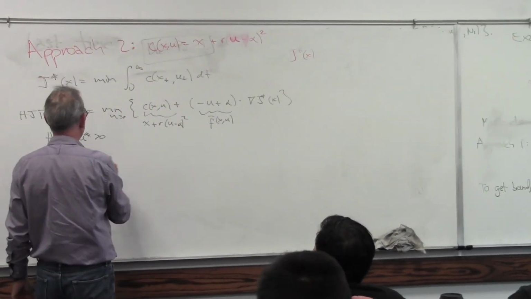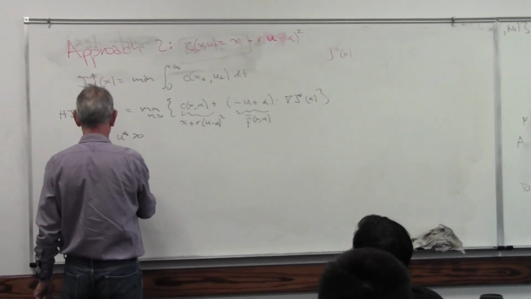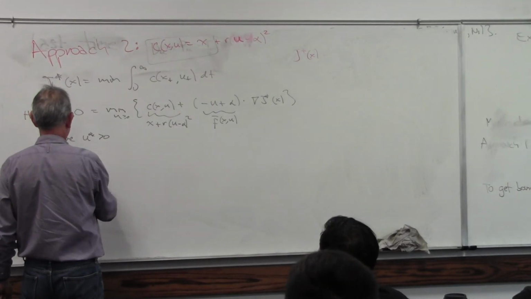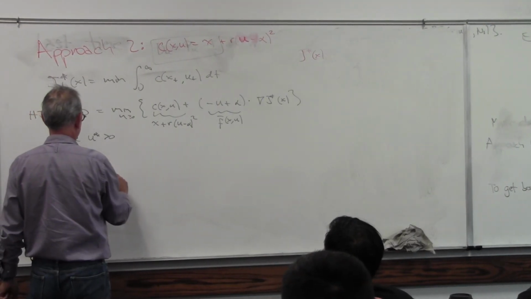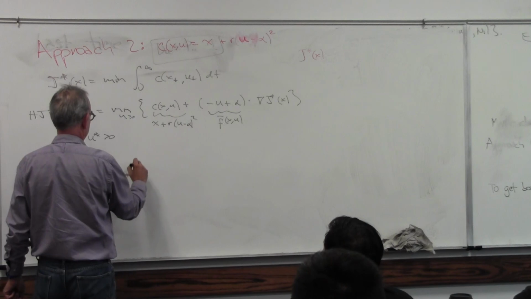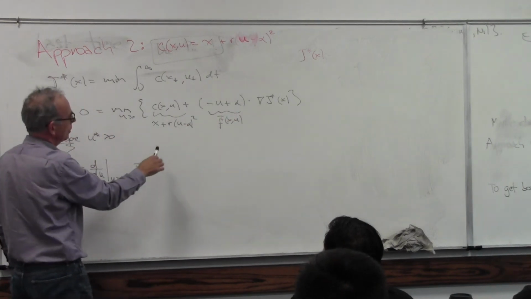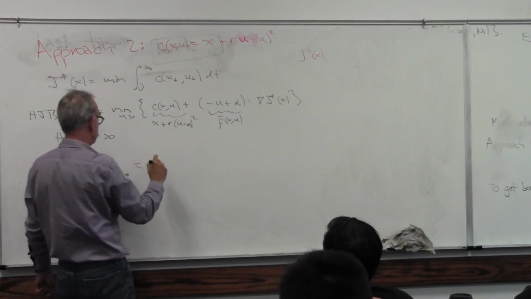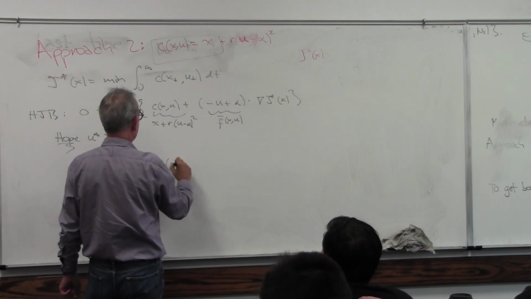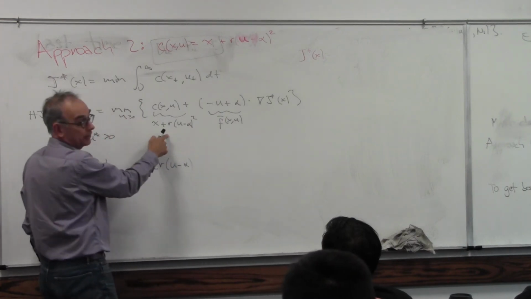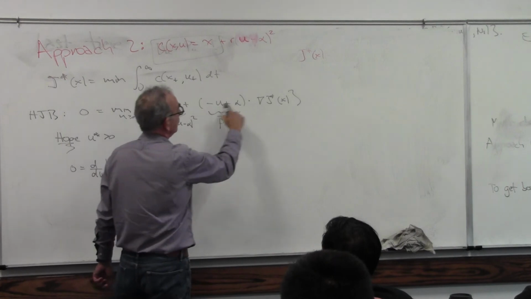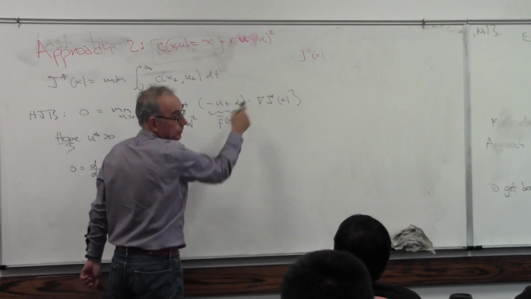And so take the derivative with respect to u star. I've got 2r times u minus alpha. That's the derivative of that part with respect to u. And then the derivative of this with respect to u is just the minus grad J star.